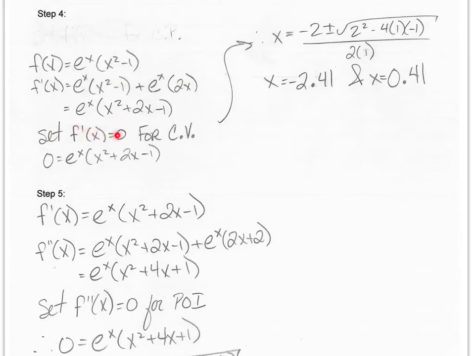Make sure you tell me what you're doing for this step. Set f prime of x equal to 0 for any critical values or critical points. So I set it equal to 0. This, again, cannot be equal to 0. e to the x can't be 0. So it's just this section that could be 0.